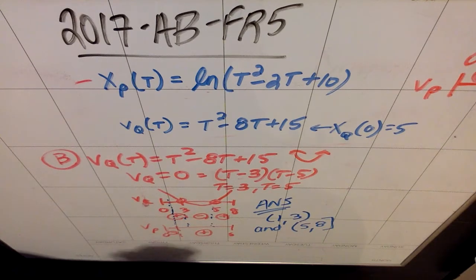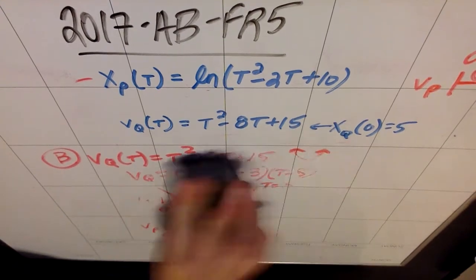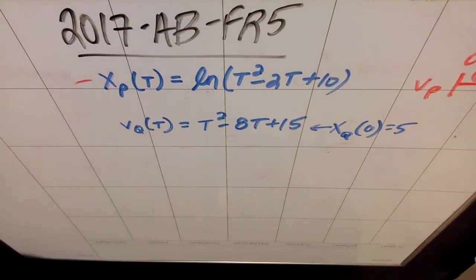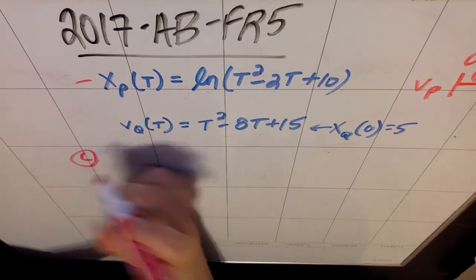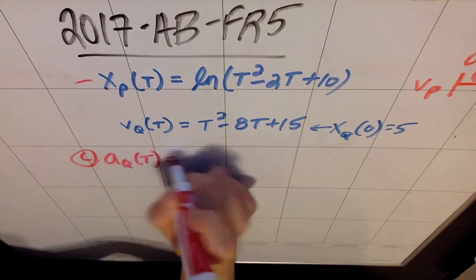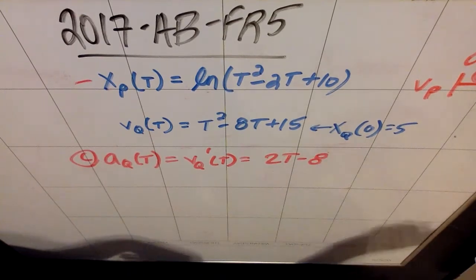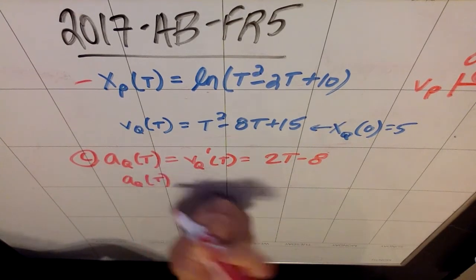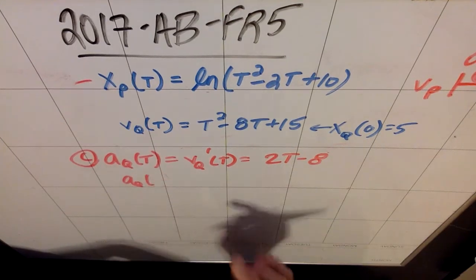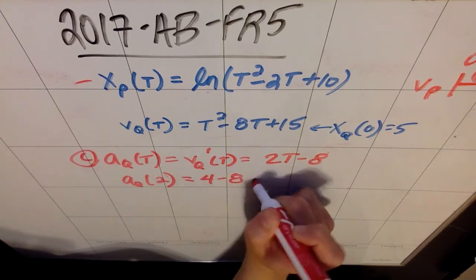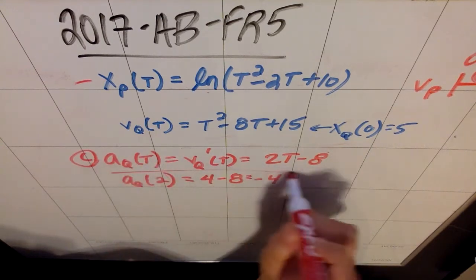Part C. Find the acceleration of the particle Q at time t equals 2. Is the speed of the particle increasing, decreasing, or neither at t equals 2? Acceleration is the derivative of velocity, so I need to differentiate VQ. If I want AQ of t, that's going to be 2t minus 8. They asked for the acceleration of Q at t equals 2, which is 4 minus 8, or negative 4. That's the first thing they asked me to do.